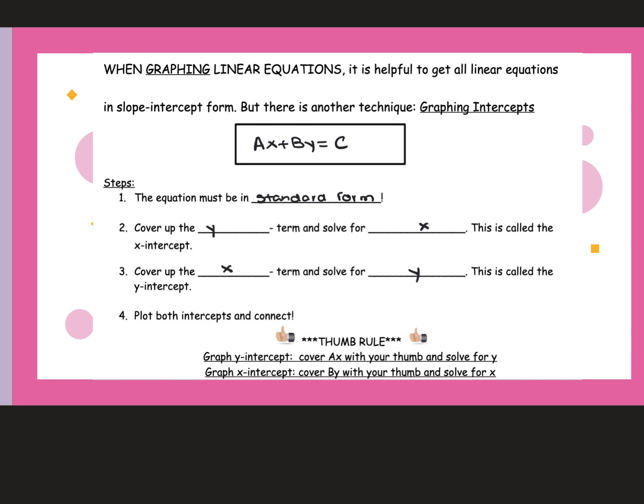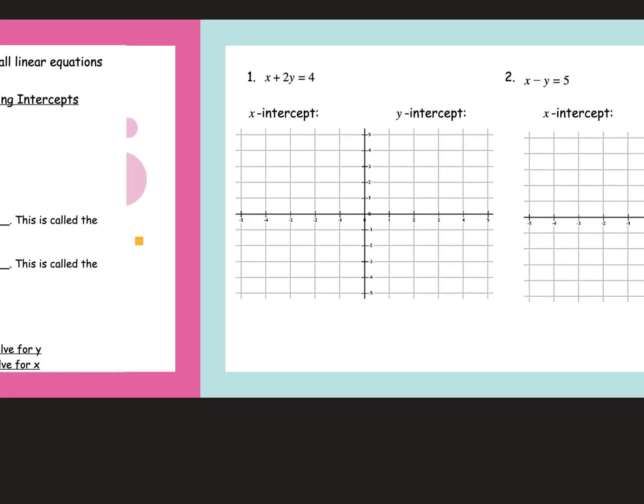All right. So we call this the thumb method. And the reason why we call it the thumb method is to graph your intercept, you cover up your x term, which would be your ax term, with your thumb and solve for y. And then conversely, to solve for your x-intercept, you cover up your by with your thumb and solve for x. So let's take a look at some examples here.